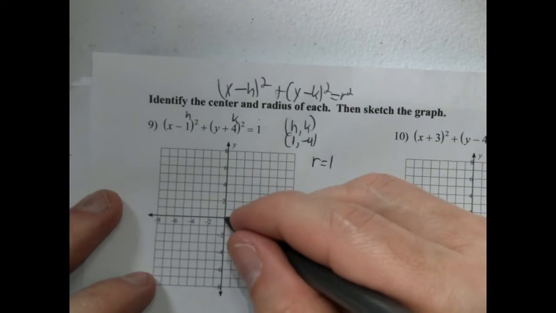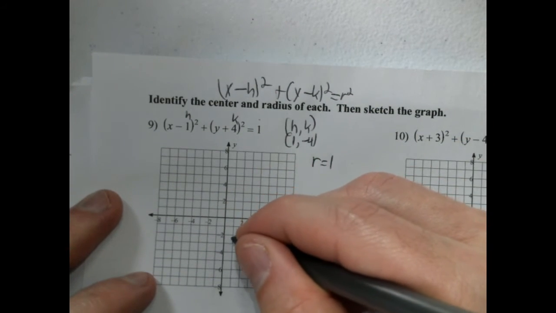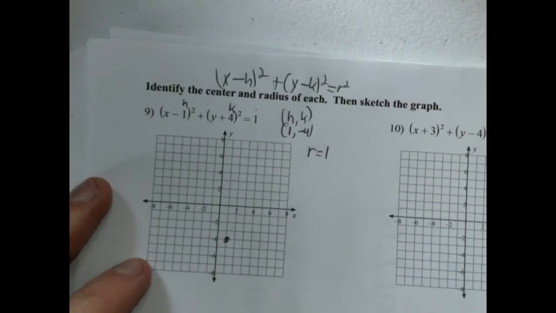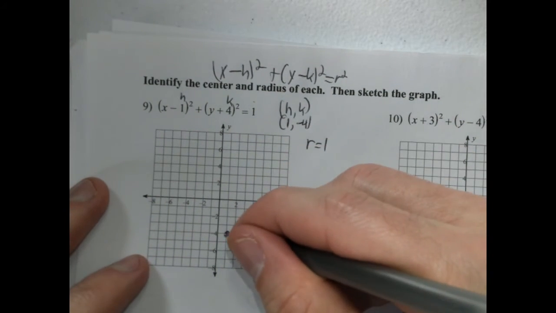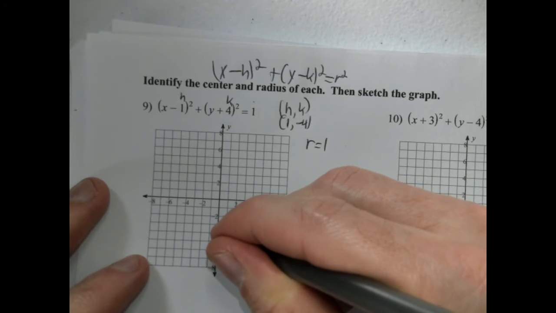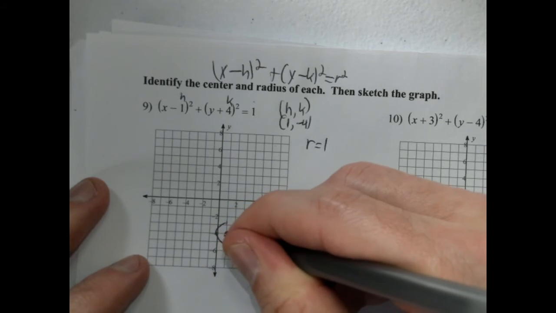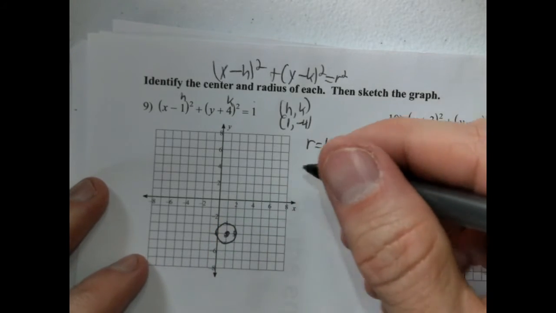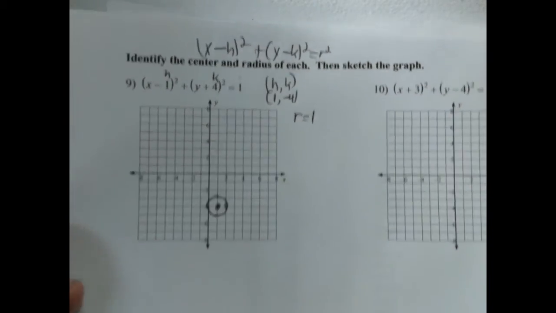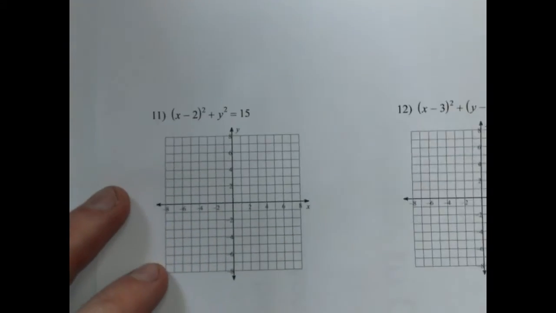So let's graph this. So 1, negative 4, so we go 1 and then down 4. 1, 2, 3, 4. That's our center. Our radius is 1. So we're going to go up, down, left, right. And I'm going to attempt to make a circle. Not great, but that's all we got. It's not terrible.